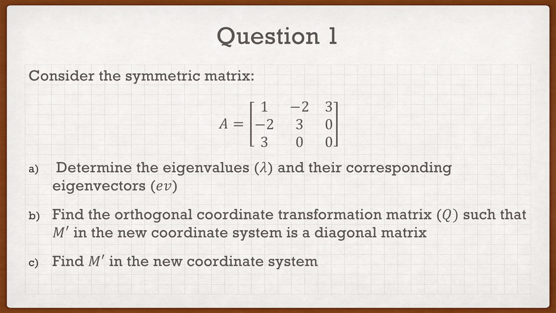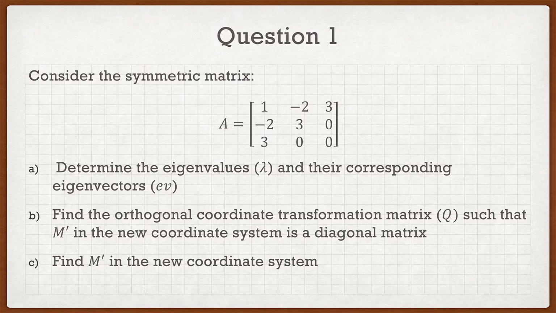So for instance, if I were to look at matrix A here, and if A was diagonal, then those negative 2's, those would be 0, and those positive 3's, those would also be 0 at the end. Now, final part of the question says find M prime in the new coordinate system. So if we look at part B and part C together, this is basically just a transformation, change of basis sort of question where we just go M prime is equal to Q M Q transpose.